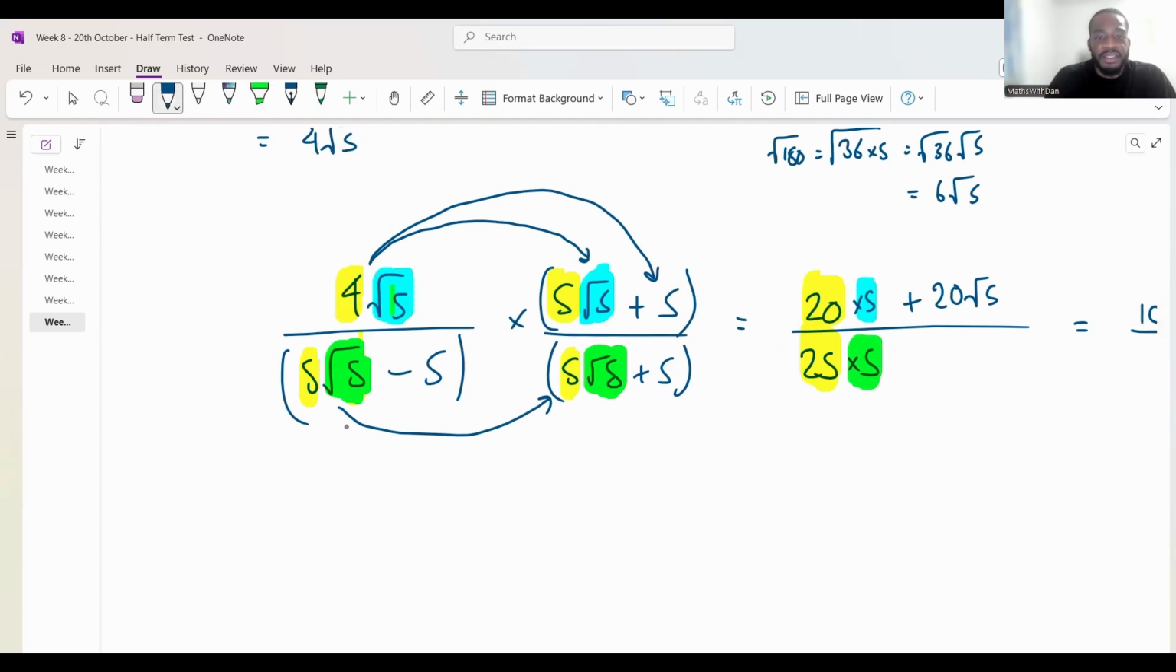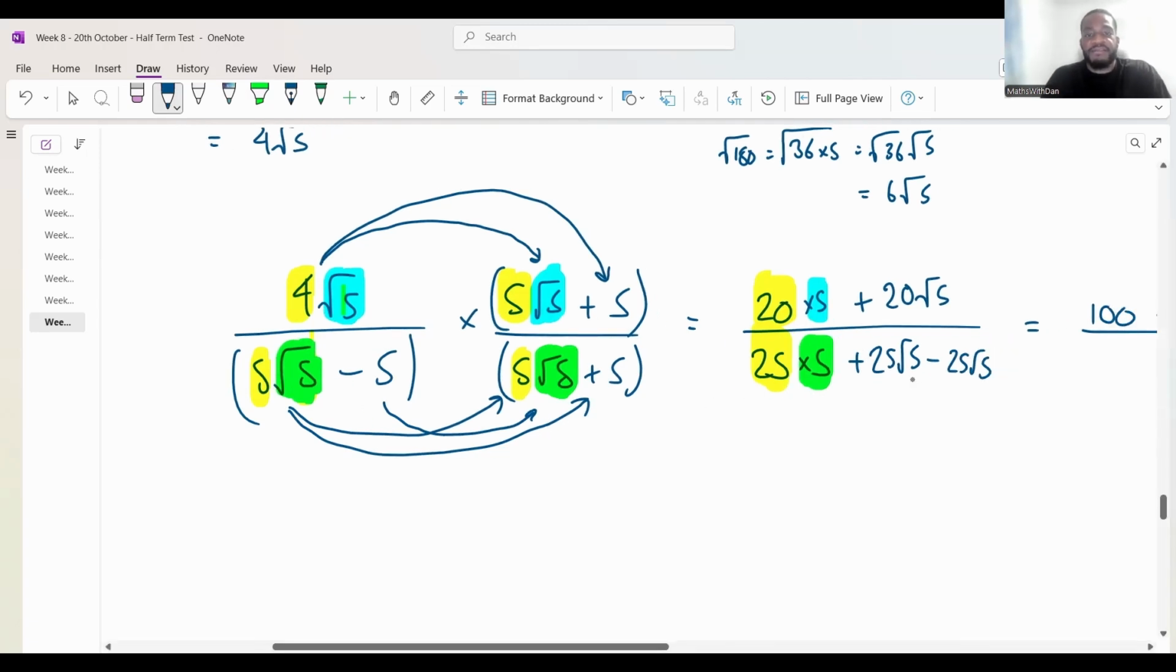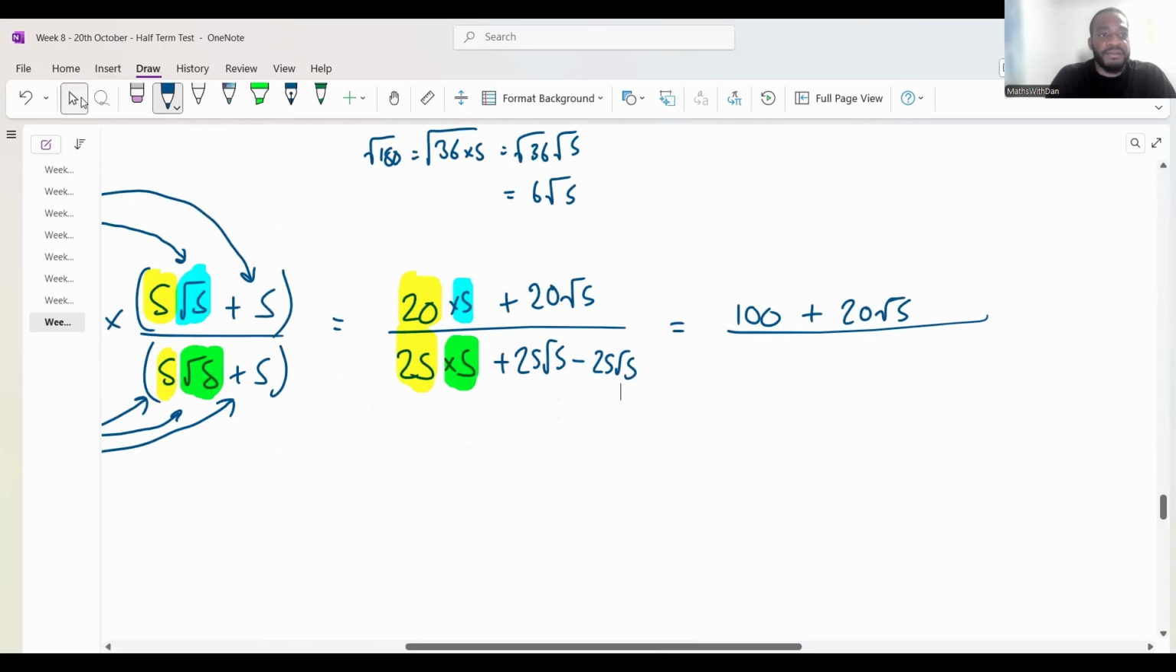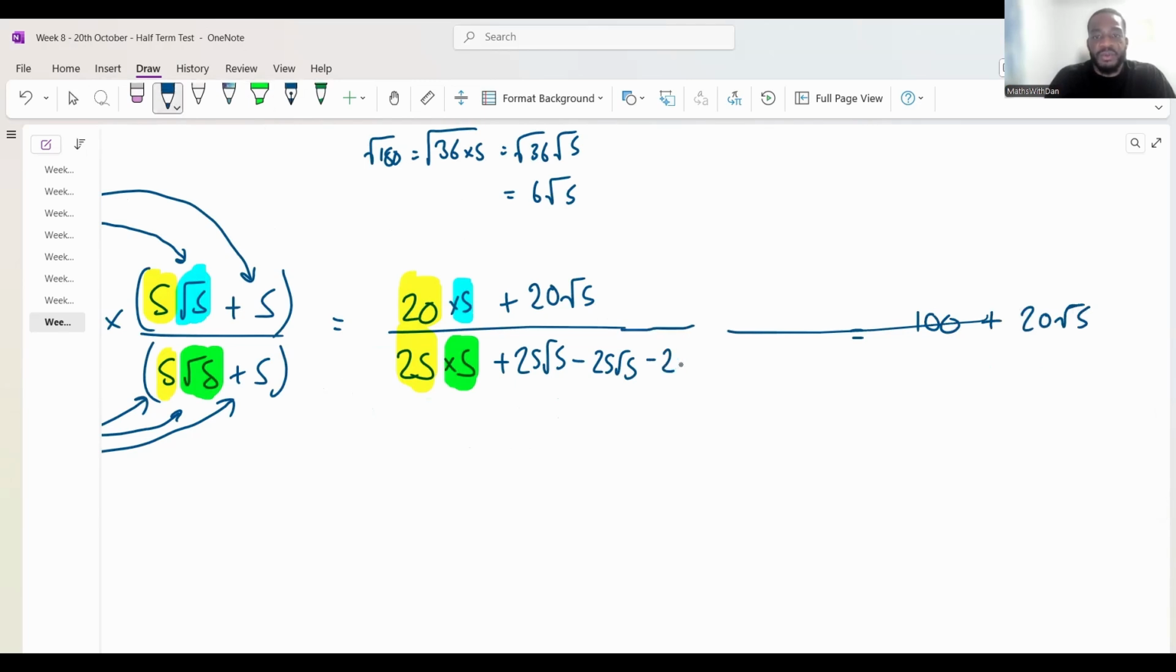And then the next one is going to be 5 root 5 times a positive 5. That's going to be a 25 root 5. Then this one is going to be the same thing but negative because of that, minus 25 root 5. And then we've got minus 5 times by 5, which is minus 25. So let me just move this a bit to the side, just so I've got room. And then let me just extend that so we get that there. And that's going to be minus 25, and that's going to equal that. Is everybody happy with that?